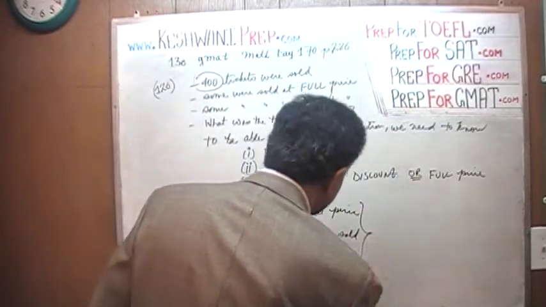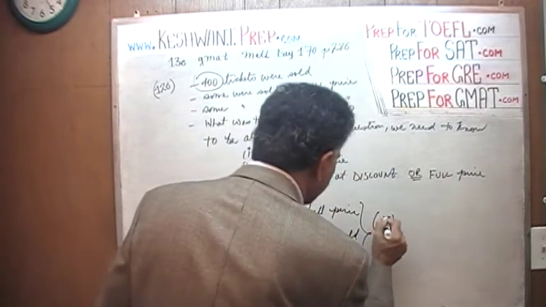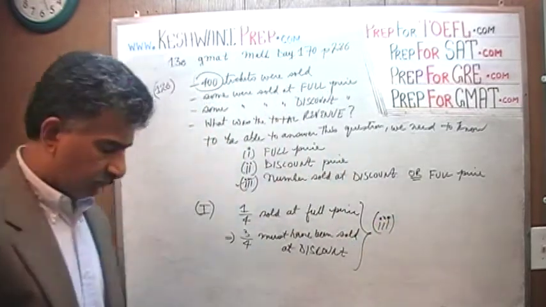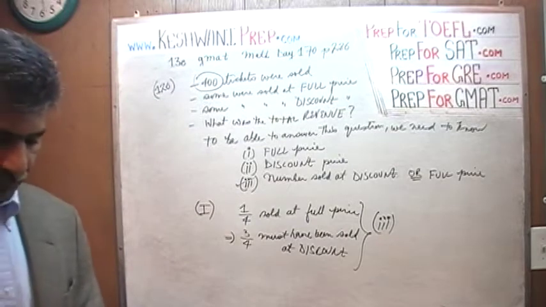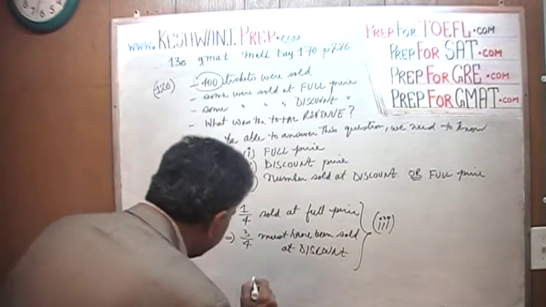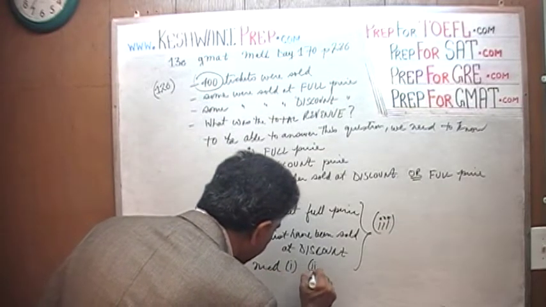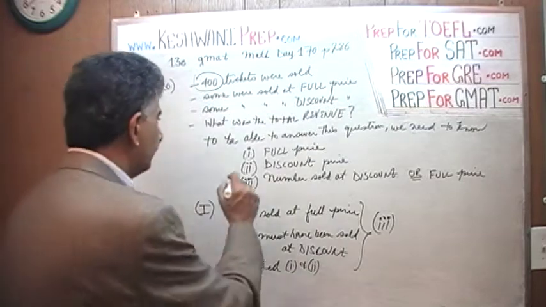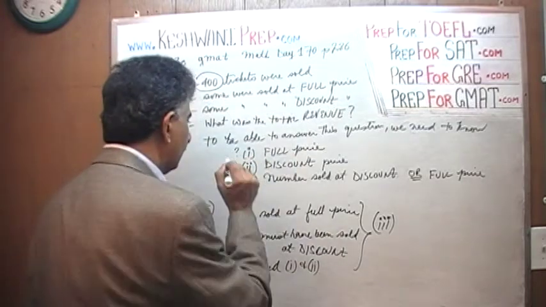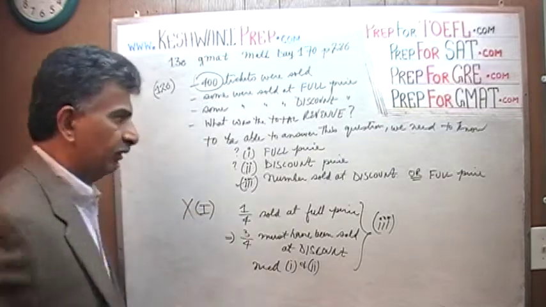This tells us the third part. We know the number that were sold at discount, we know the number that were sold at full price. But we do not know, we need 1 and 2. We need to know the full price, we need to know the discount price. The first statement does not tell us that. Therefore the first statement by itself is no good.